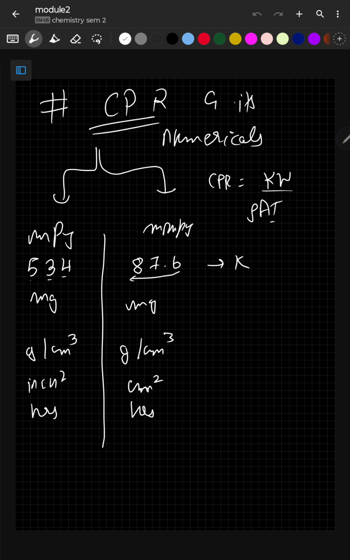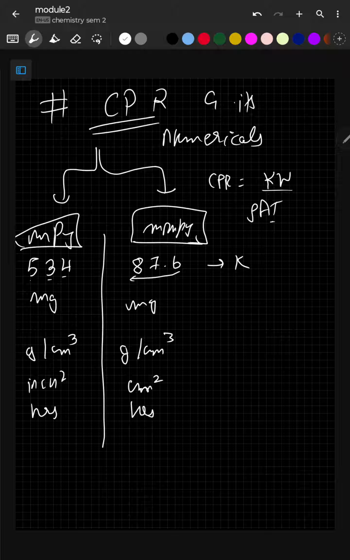And the CPR formula can be measured in two ways, MPY and MMPY. The formula remains the same, KW by DAT. K is the constant, W is the weight, D is density, A is the area, T is the time in hours. These values are different in MPY and MMPY. You have to remember that very particularly, because if you don't, then no matter what, you will not be able to solve the whole question.